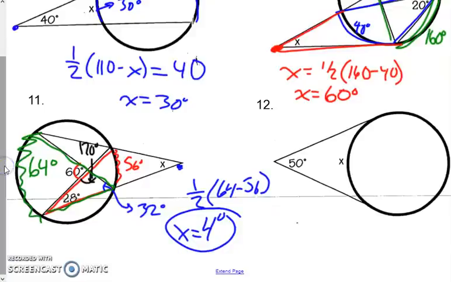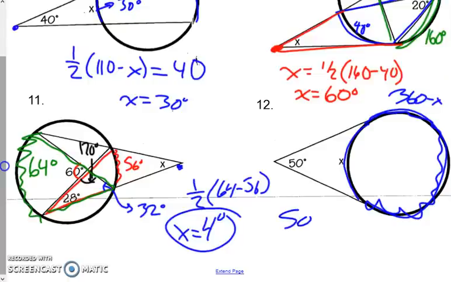Last one here, there's a hard way, there's an easy way. Hard way is, if this is x, then that arc has to be 360 minus x, and 50 has to equal 1/2 of 360 minus x minus x. And you can solve that and get that x is 130.